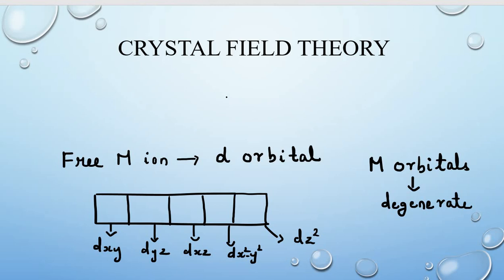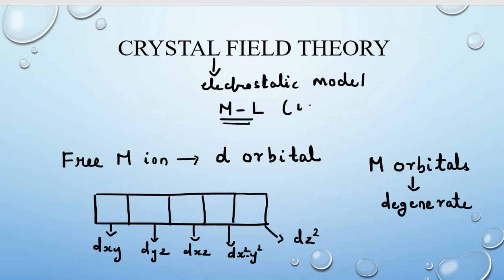Hello students, today we will be discussing the crystal field theory. The crystal field theory is an electrostatic model where the bond between the ligand and the metal is considered to be an ionic bond.